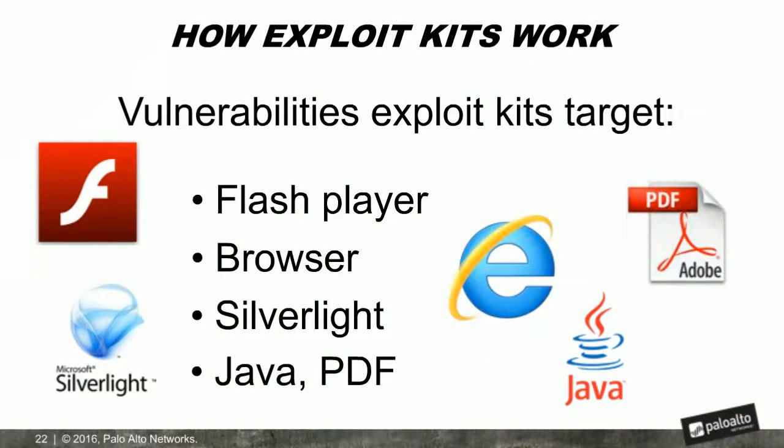The vulnerabilities that exploit kits target: the big one is Flash Player. Flash Player is probably the number one vulnerability that I've seen exploit kits continually target. Next on the list would be browsers, and usually we're talking Internet Explorer. I've heard that exploit kits have used Chrome or Firefox vulnerabilities in the past, but that requires building a new exploit for each particular browser. As far as Windows computers go, Internet Explorer pretty much has the number one market share, so that's the most common browser, and definitely the most targeted.